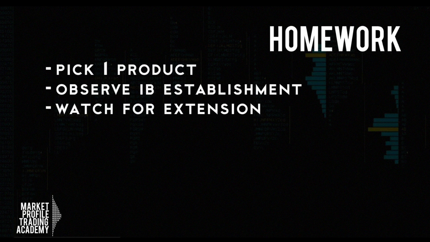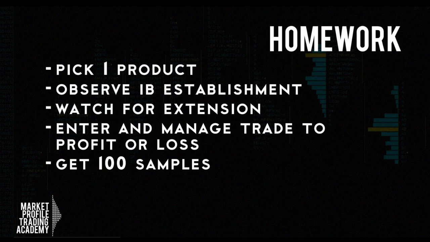One, just kind of look at some homework. This is something that you can do if you want to look at this, specifically this IB extension example in stocks. Just pick a product, look for the first hour trade, watch for extension, enter and manage the trade, profit or loss, and get 100 samples. The reason I say 100 samples is because if you're looking at a system that's 70% efficient, you may have a number of instances of which they're the 30%, and so you think it's broken. But just like flipping a coin, you flip enough times, you get 50-50.